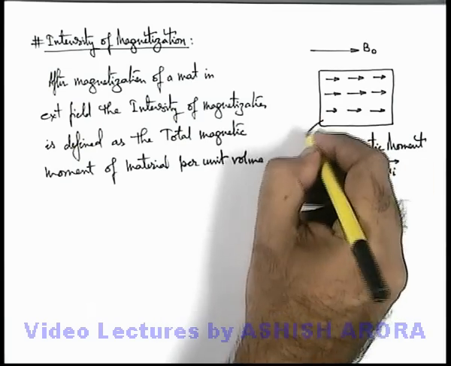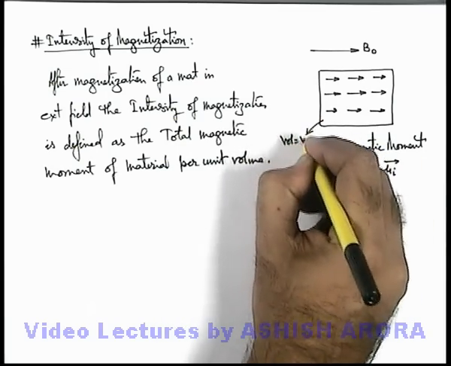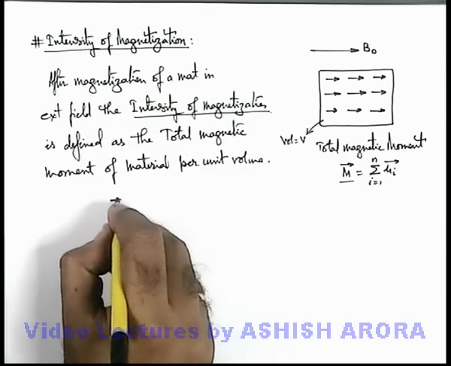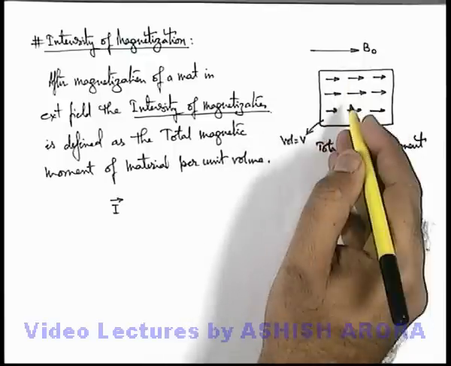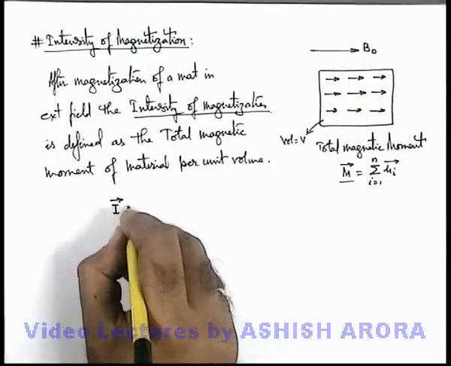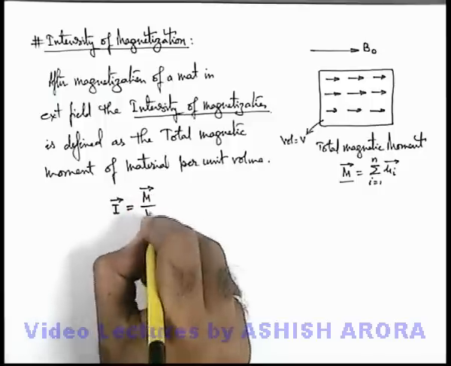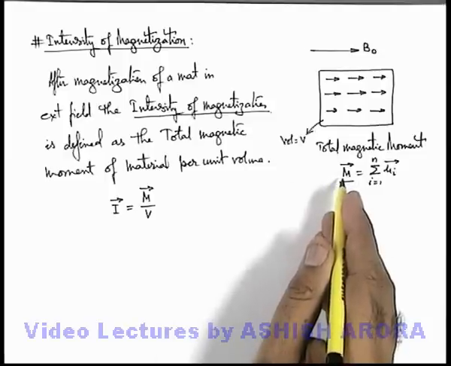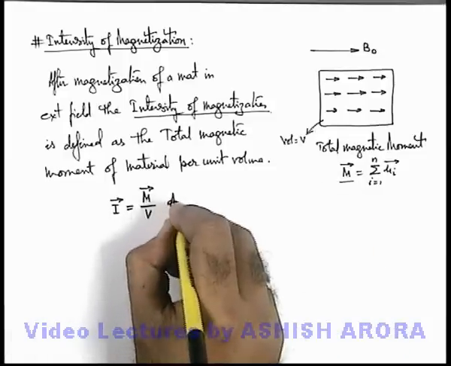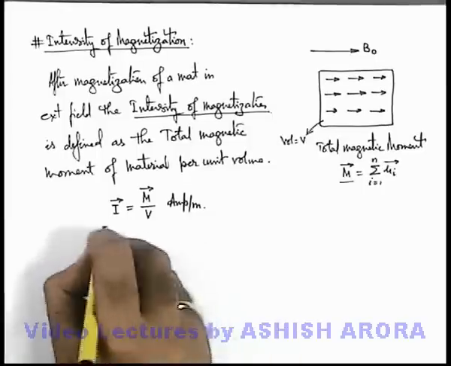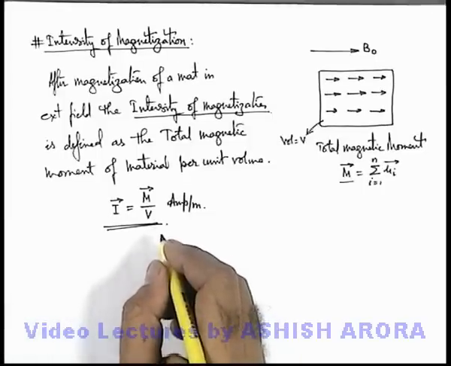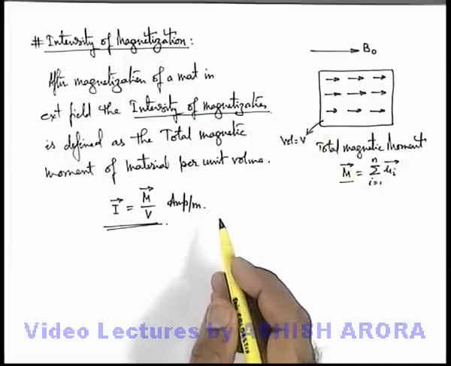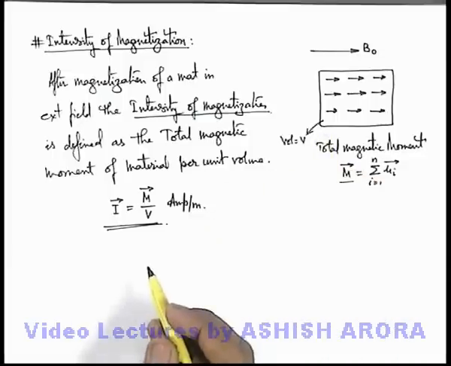Like if the whole material has a volume V, then we can write the intensity of magnetization, which is denoted by I vector. For this material after magnetization in its volume, the I vector is given as m vector by V. And as the unit for magnetic moment is ampere meter square, the unit for intensity of magnetization is ampere per meter. So this is the intensity of magnetization developed in a material due to an external magnetic field or after its magnetization.